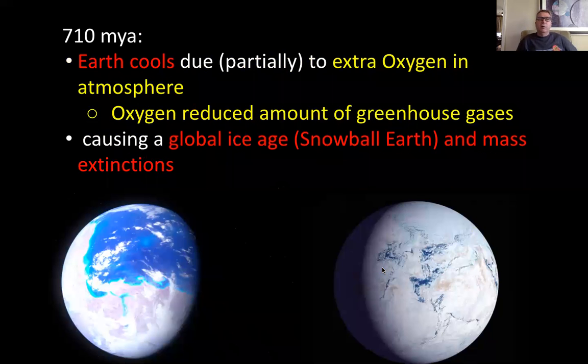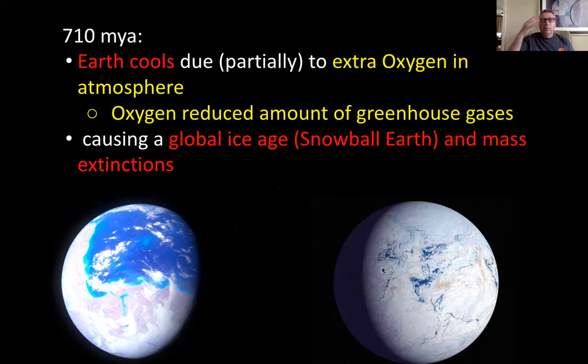All right. 710 million, so the Earth cools. So the cause is extra oxygen in the atmosphere. The effect is the Earth cooling. All right, and then another cause is that since there's less oxygen, oxygen reduce the amount of greenhouse gases. So the effect is it gets a lot colder, right?